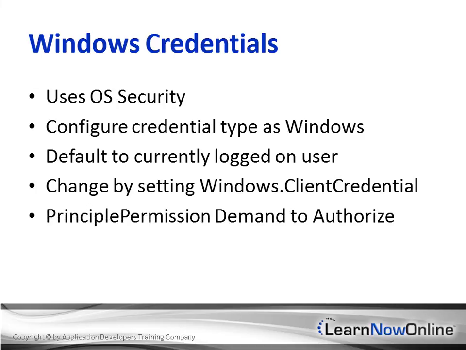When you want to authorize, you can use the principal permission attribute to perform a demand against a name or a role. Now, I'm going to show you how to configure your services to use Windows security, how to change the client credential, and how to authorize a user.